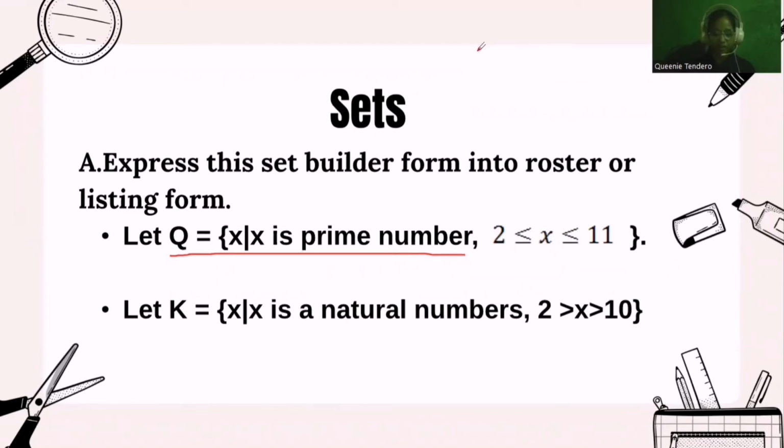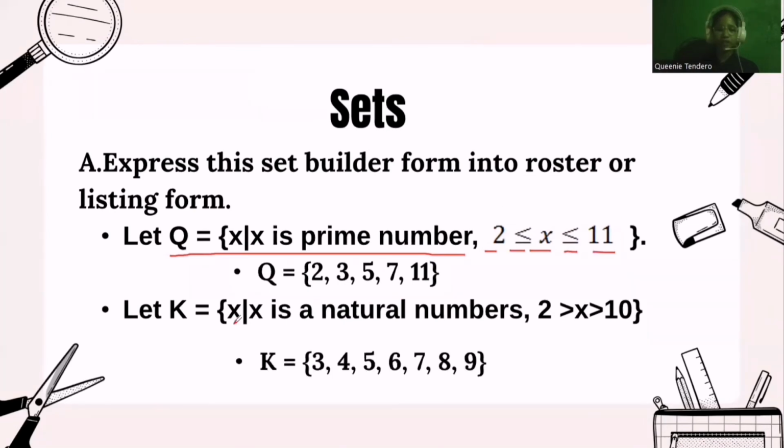Now let's answer this. This time, what we need to do is to point out the condition, and that is X should be greater than or equal to 2 and less than or equal to 11. So when we write this in a listing method, we will get set Q is equal to {2, 3, 5, 7, 11}. And these are all prime numbers between 2 and 11.